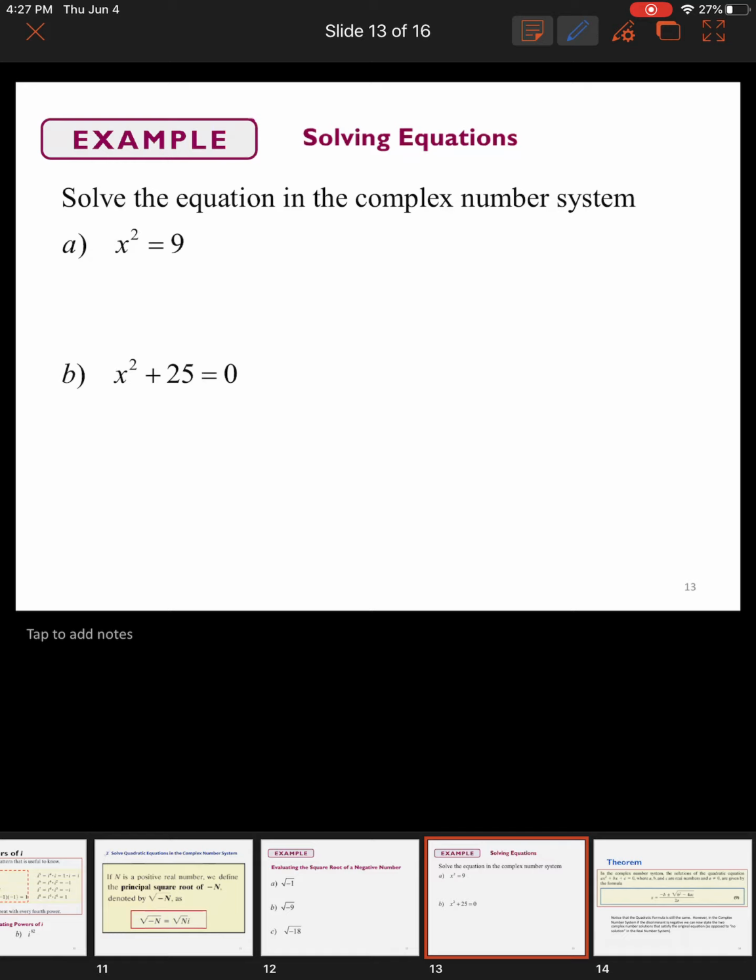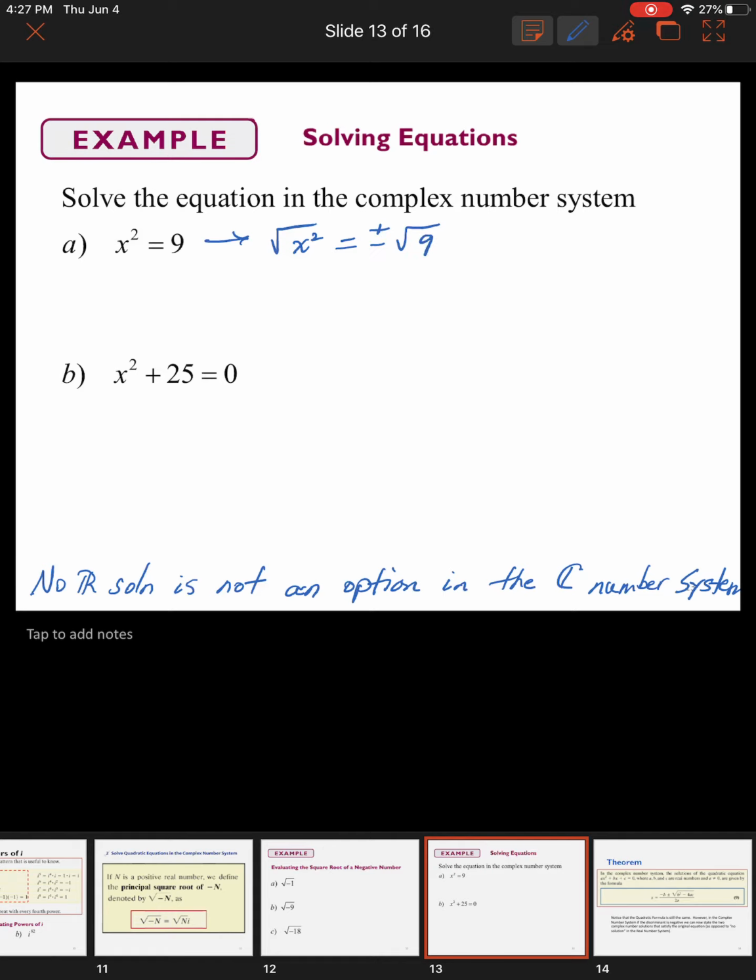Solve the equation in the complex number system. All right, we're in the complex number system now. So, note that in the complex number system, no real solution is not an option. Okay, so the square root method still applies. Taking the square root of each side, x equals plus or minus 3.